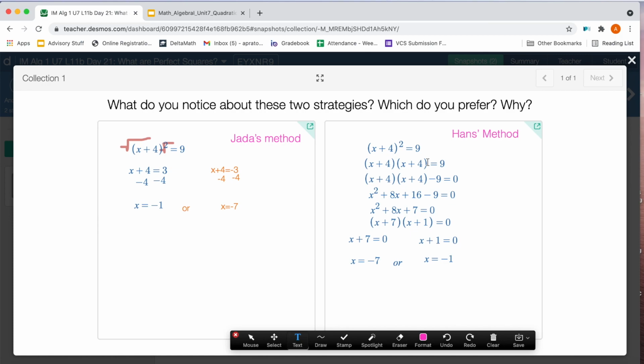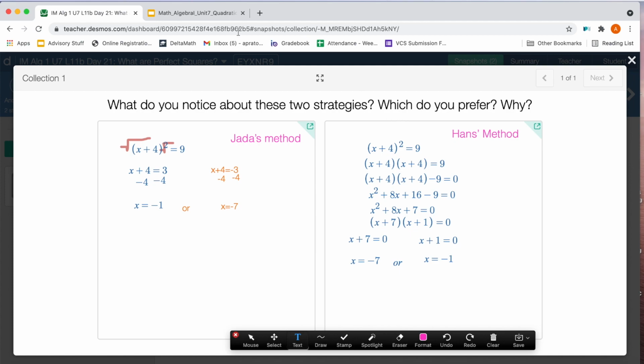Those are some of the key things students might say. You might ask, what are some mistakes someone might make when using Jada's method? Well, they might forget that there are two answers when you square root 9, a positive and a negative. They might forget to square root the 9. What are some misconceptions or mistakes students might make with Han's method? They might make a calculation error. They might make an error when factoring. Again, students might not find two solutions. Students might forget that they have to set this equal to 0, and they might say the answer is -4 and -4. They might not remember to use the zero product property.